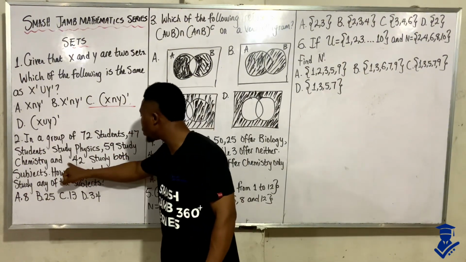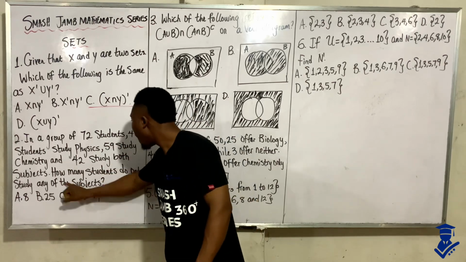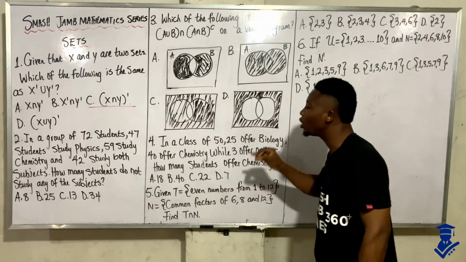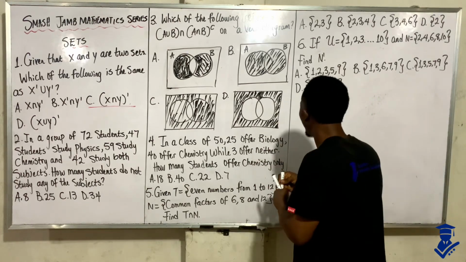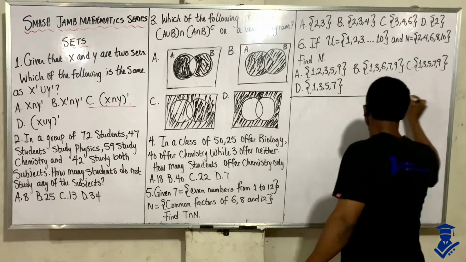Now the next question says, in a group of 72 students, 47 students study physics, 59 study chemistry, and 42 study both subjects. How many students do not study any of the subjects? Now we'll be using a Venn diagram to solve this question. So now let's go straight to solving this.